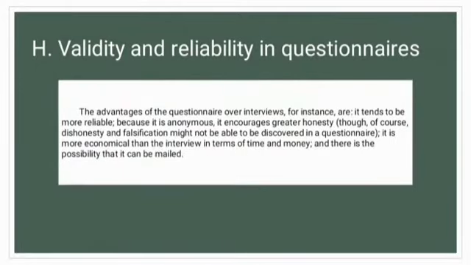Next, validity and reliability in questionnaires. The advantages of the questionnaire over the interview, for instance, are that it tends to be more reliable because it is anonymous. It encourages greater honesty, though of course this honesty and falsification might not be able to be discovered in a questionnaire. It is more economical than the interview in terms of time and money, and there is the possibility that it can be mailed.